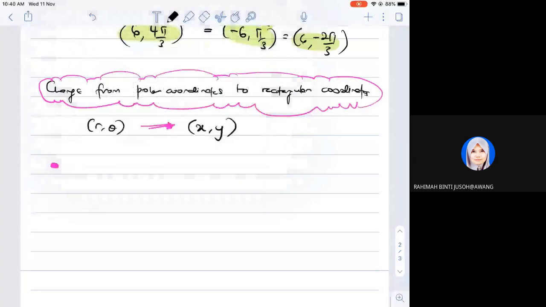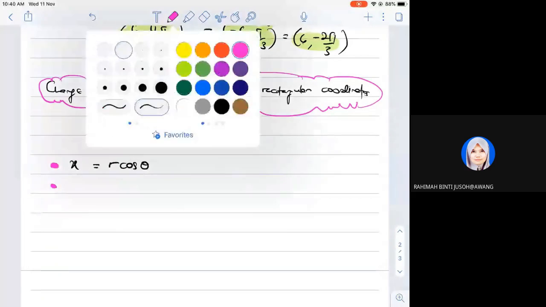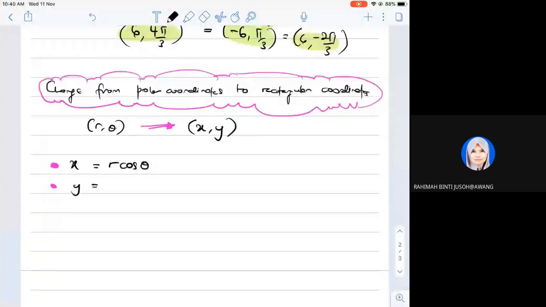X equals r cos theta. Okay, you have to remember, x must always be coupled with cos. Okay, if you see x, it must be cos. Okay, and then the second formula is y. Y equals r sin theta.